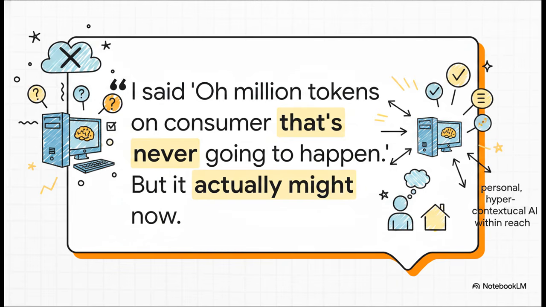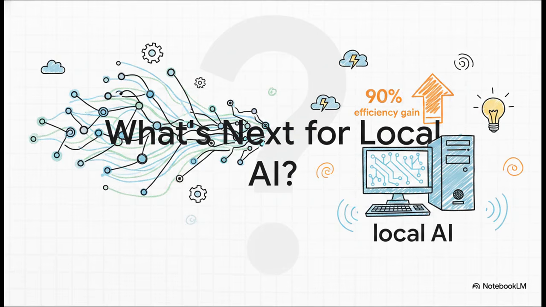As Tim Karambite put it, the idea of 1 million tokens on a consumer machine went from, yeah, right, never going to happen, to, wait a minute, this actually might happen now. That's just how significant this leap in efficiency really is. It puts personal, hyper-contextual AI within our reach. So while DeepSeek V4 is an incredibly impressive model all by itself, its true legacy might just be the architectural innovation it's bringing to the table. It proves that massive context isn't just about throwing more and more hardware at the problem. And that leaves us with a really fascinating question. If a 90% efficiency gain is possible here, what other fundamental breakthroughs for local AI are just waiting around the corner?